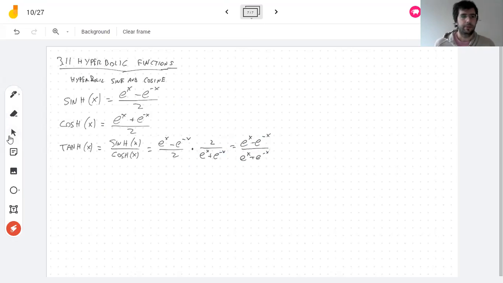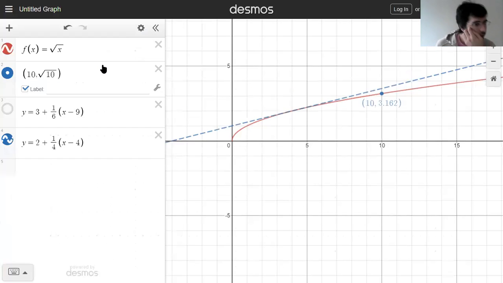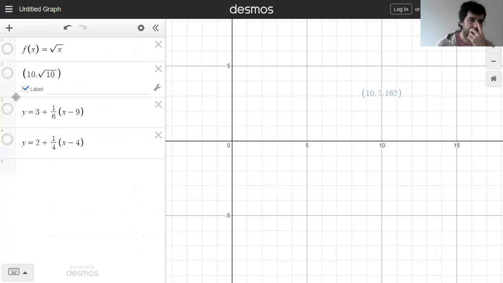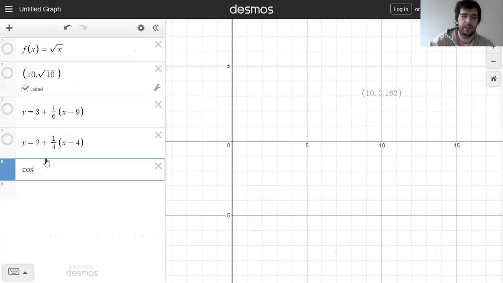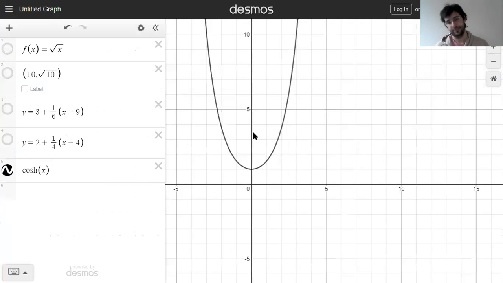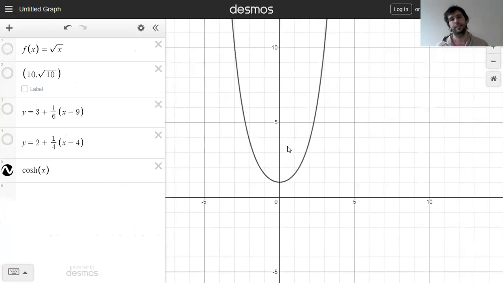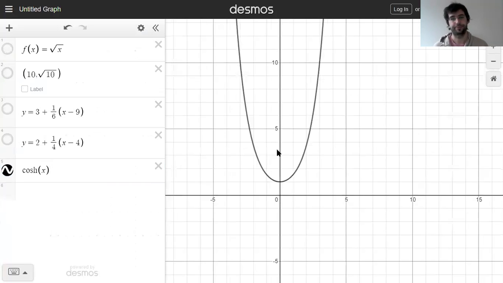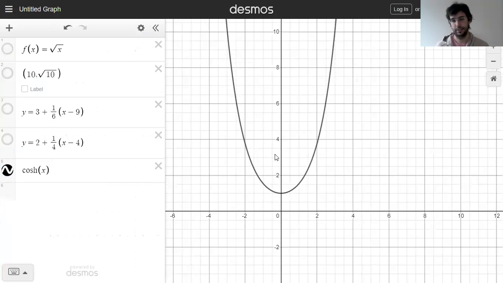I'll talk a little bit about them tomorrow, and then I'll move on. Basically, you've seen a hyperbolic cosine in your life. I don't know if you recognize having seen it, but this is hyperbolic cosine. It's the shape a hanging cable makes.